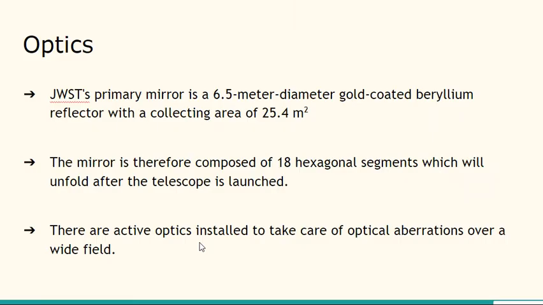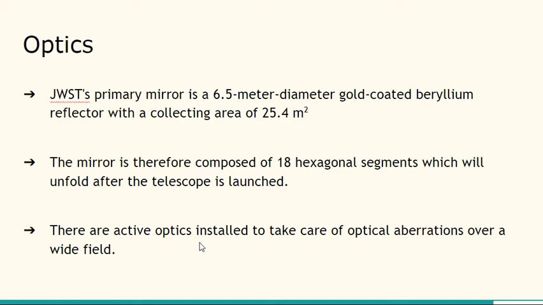So let's talk about the optics. JWST's primary mirror is a 6.5 meter gold-coated beryllium reflector with a collecting area of 25.4 square meters, which is about 6.25 times the collecting area of Hubble. The mirror is so large that it is divided into 18 hexagonal segments so that, as I said in the earlier slides, it could fit into the payload fairing of a rocket.